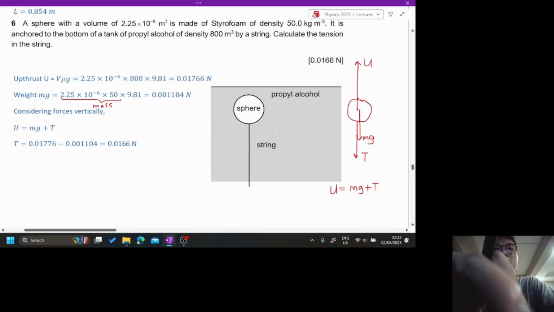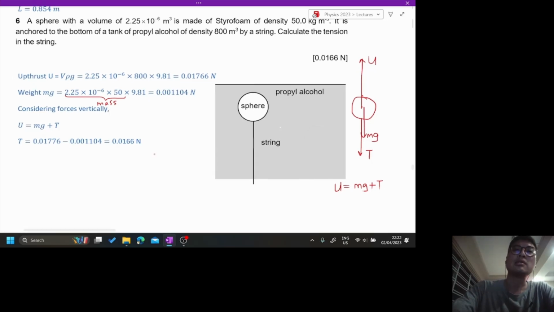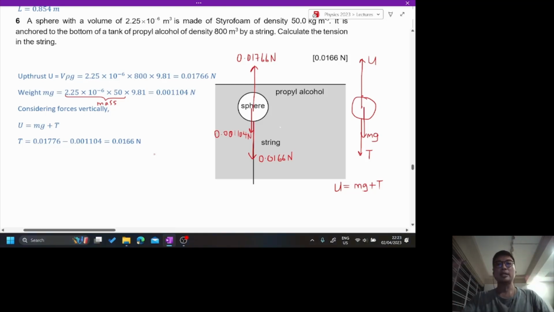So if you consider the forces vertically, upthrust is equal to weight plus tension. The tension will be upthrust minus the weight, and the tension must be 0.0166. So let's fill in all these details and you'll see how it works out together. So this is 0.0166 newtons divided by the string. The weight of the sphere will be 0.001104, and added together, this will be exactly the same as the upthrust, which is 0.01766 newtons. So this is how the forces work together. And that's the end of question 6.